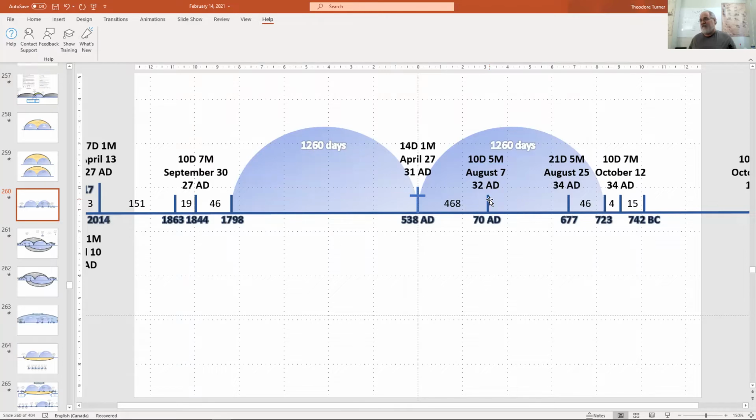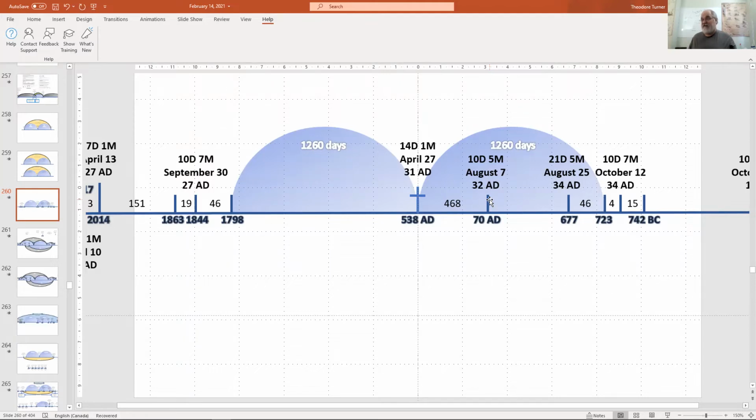But I'm not going to do that. What I'm going to do is count 468 days with no zero. And I'm going to count them as starting. So April 27th would be the first day, and August 6th would be the 468th day. Does that make sense to people?